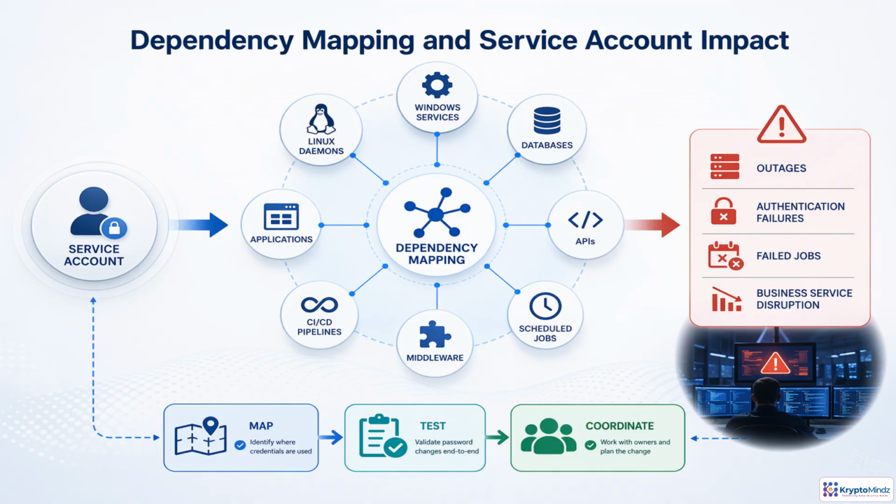Service accounts need special care because they are rarely isolated. A single credential may be embedded in Windows services, Linux daemons, databases, APIs, scheduled jobs, pipelines, and monitoring tools. Before rotation, the key question is, where is this password actually used? Dependency mapping answers that by tracing every consumer and downstream system. Rotation is then tested end-to-end, not just changed in the vault. Application owners must confirm propagation, restart requirements, and rollback steps. Without that coordination, a good security control can become an outage, causing authentication failures, failed jobs, and business disruption.